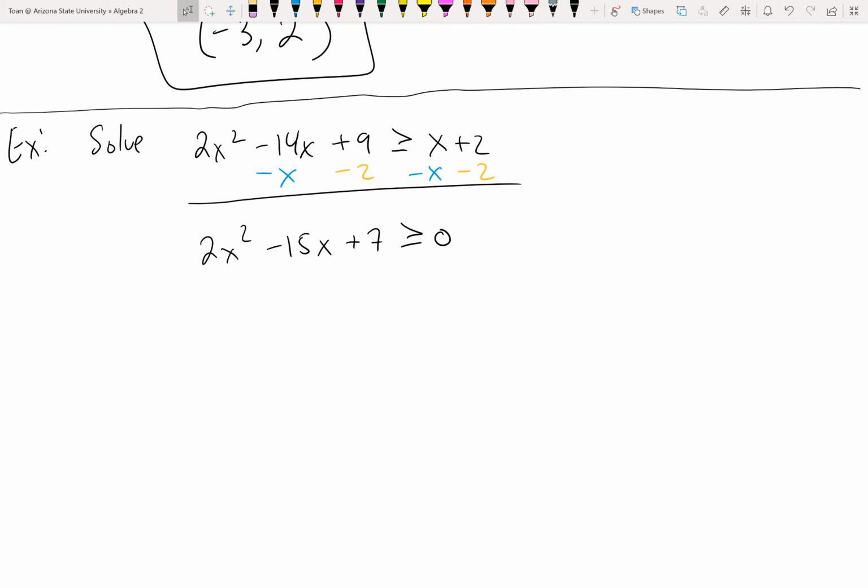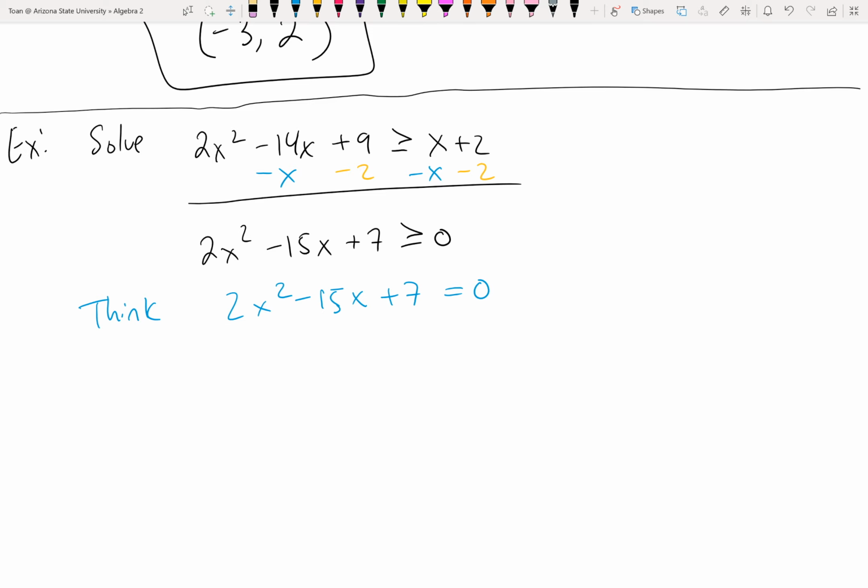Once I get 0 on one side and the leading coefficient is positive, I'm going to pretend, or I'm going to think, that it's an equation. And then you go ahead and solve this however you want. Solve it by factoring, solve it by completing the square, solve it by quadratic formula. I know some people like the method.